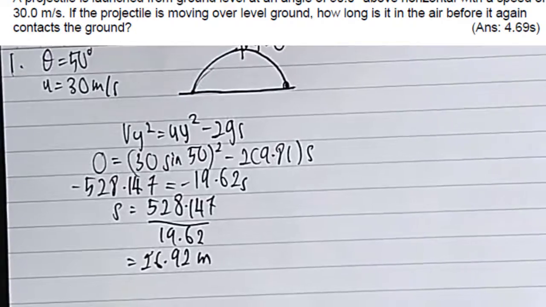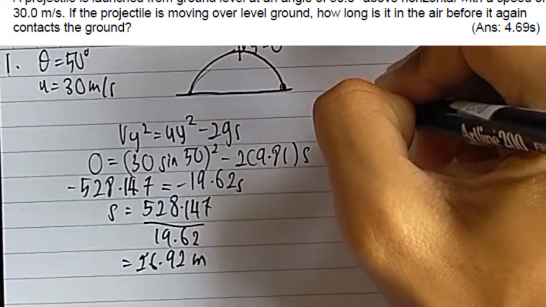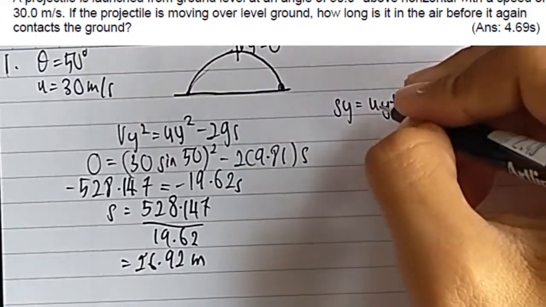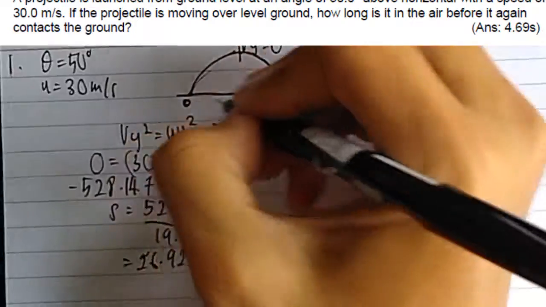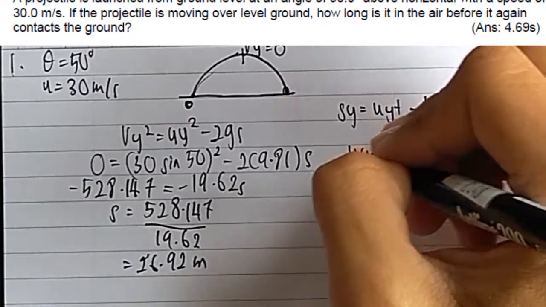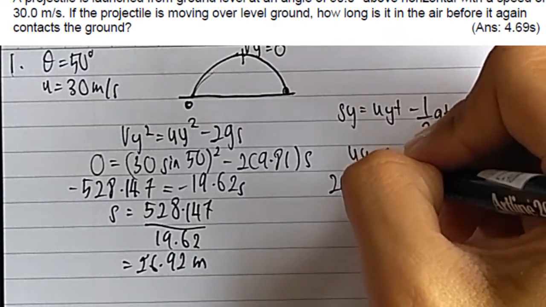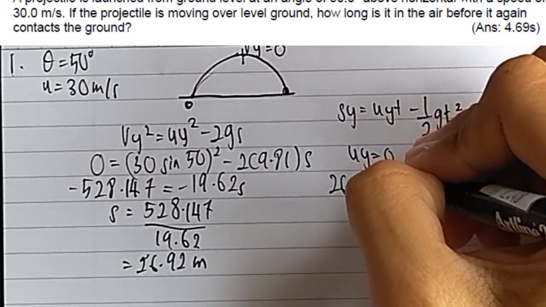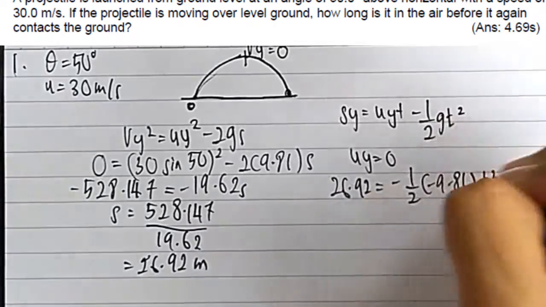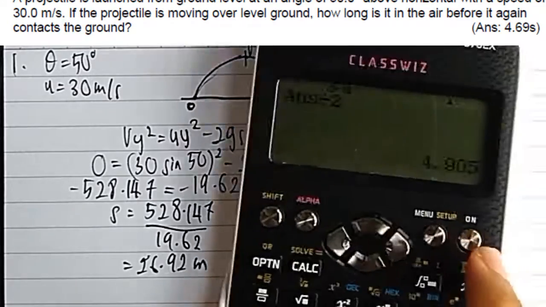So to find the time taken, we can use the formula of Sy equals to Uyt minus half gt squared. At the initial position here, Uy is equal to 0. Therefore, we can substitute Uy equals to 0 into the equation. So the distance is 26.92, which we have found before. 0 multiplied by t will get 0, minus half g t squared. T squared is what we want to find. 9.81 divided by 2 is equal to 4.905.